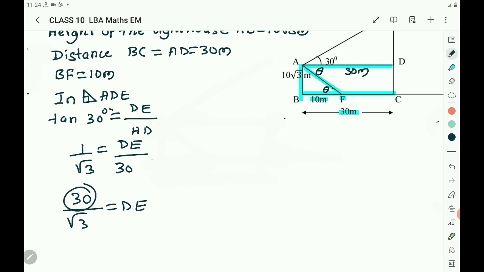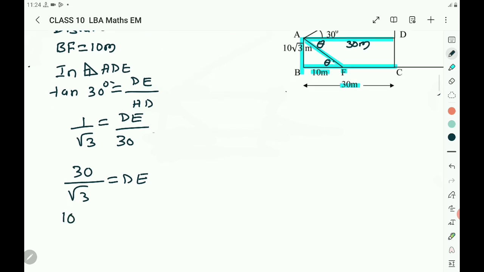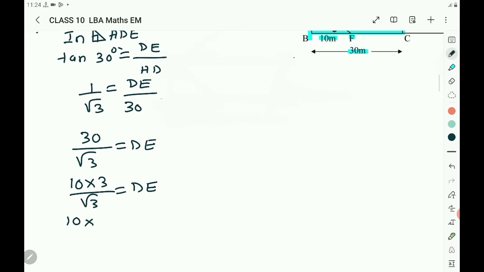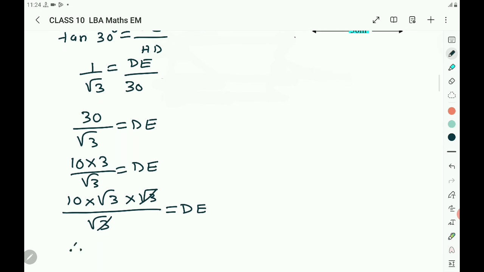And 30 can be expressed as a product of 10 and 3. Then you write 10 into 3 by root 3 equals DE. This 3 can be written as root 3 into root 3. Then you can cancel root 3. So you got DE is equal to 10 root 3 meter.